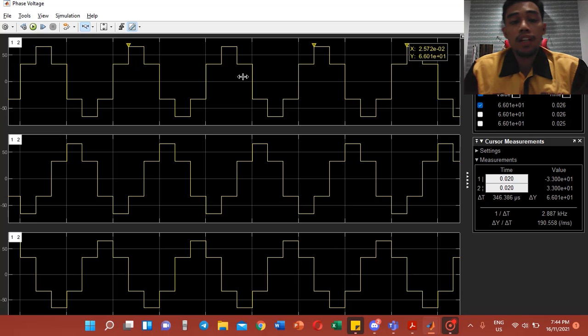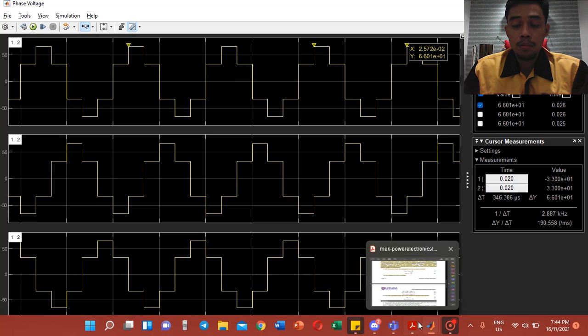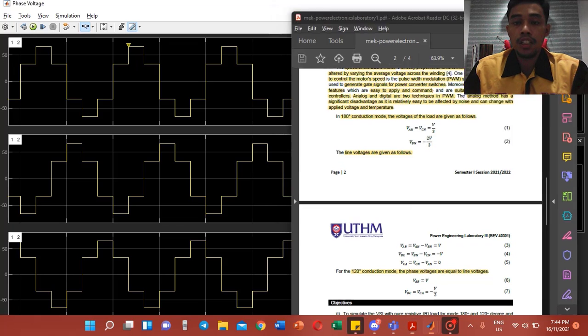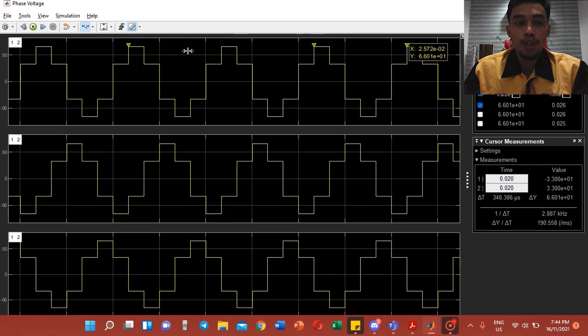For the previously calculated theoretical values, VAN and VCN we get 33.33 volt, but VBN we get negative 66.67 volt. That is theoretical. For the simulation part, we need to find the values of the three parameters that we calculated earlier, using the peak finder to find the peak value of the output waveform, and the cursor measurement to find the other two values.